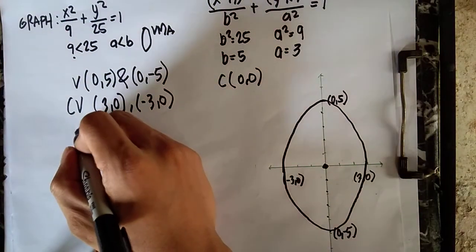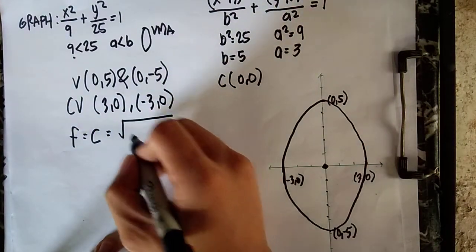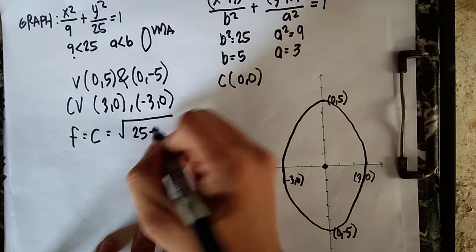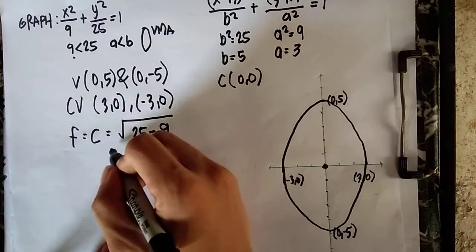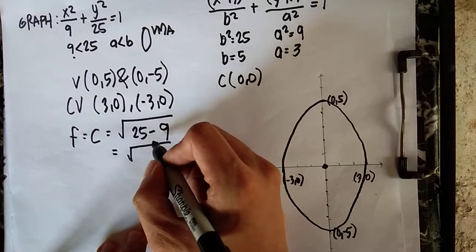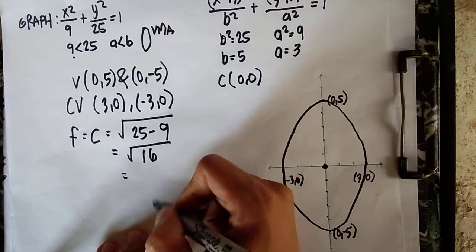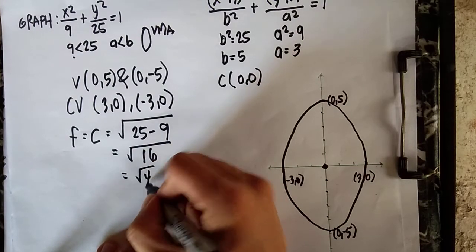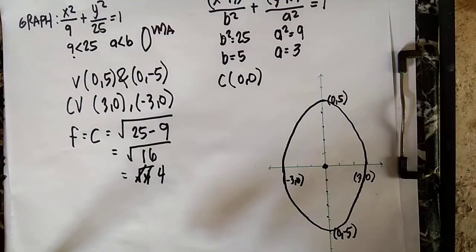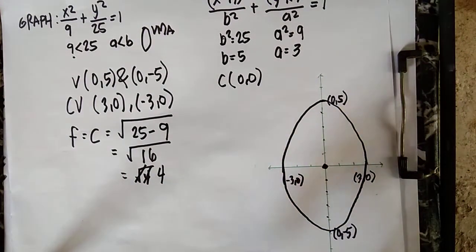Ngayon, solving for our foci or C, that is equal to the square root of 25 minus 9. 25 minus 9 is equal to 16, and the square root of 16 is 4. So C is at 4. So, ibig sabihin, bibilang tayo ng 4 units mula sa ating center, dun sa ating major axis.